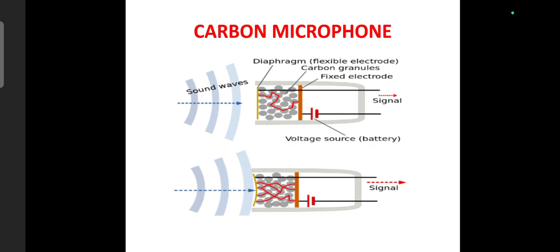Carbon microphone. It is one of the earliest microphone designs. It consists of carbon granules placed between two metal plates. When sound waves strike the diaphragm, the pressure on the carbon granules changes. This changes the electrical resistance of the carbon particles. As a result, the current flowing through the microphone varies according to the sound signal. Although carbon microphones are inexpensive and simple, they produce more noise and lower sound quality compared to modern microphones. Today, they are rarely used except in a few special communication systems.